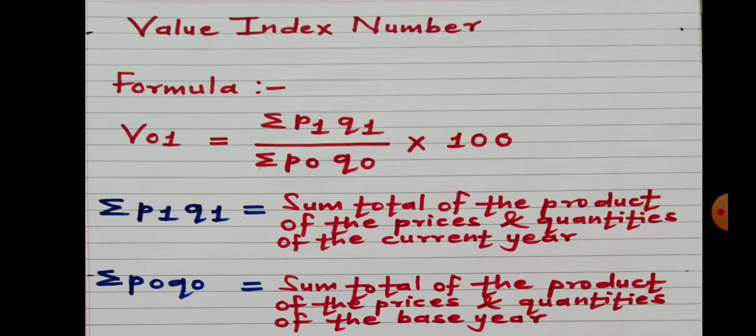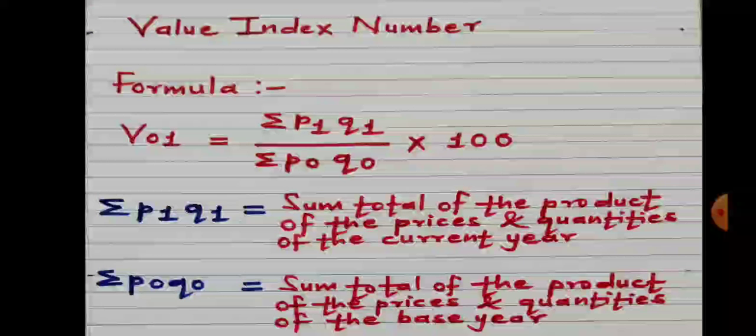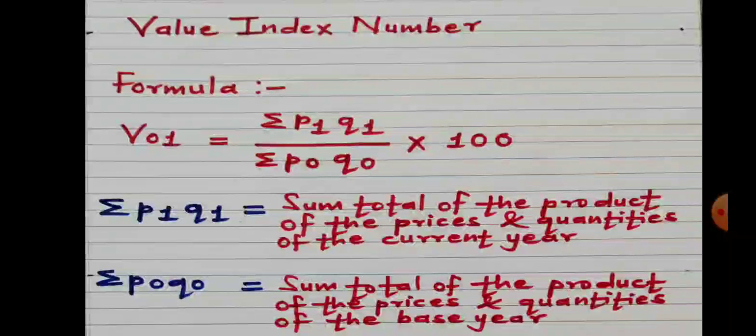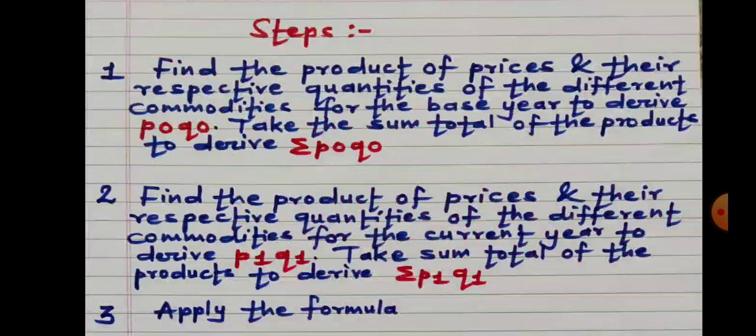So what is sigma P1Q1? Sum total of the product of the prices and quantities of the current year. And what is sigma P0Q0? It is the sum total of the product of the prices and quantities of the base year.